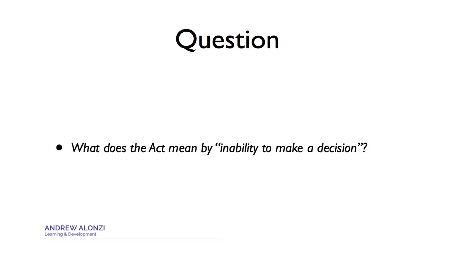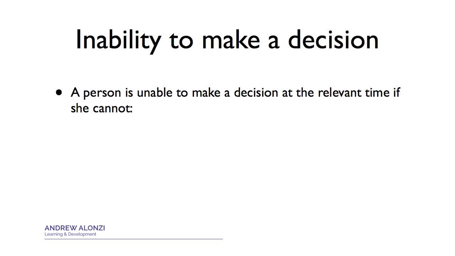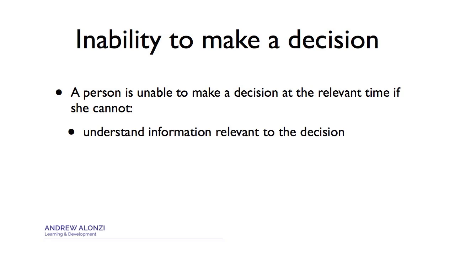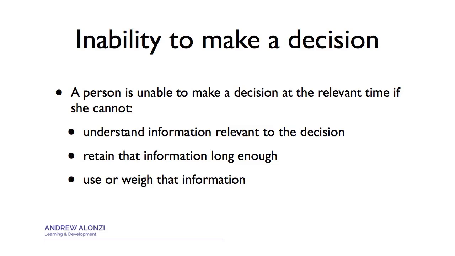What does the Act mean by inability to make a decision? This is the second stage of the two-stage test. Under the Act, a person is unable to make a particular decision at the relevant time if she cannot do any one of these four things. Number 1. Understand information relevant to the decision. Number 2. Retain that information in her mind long enough to make the decision. Number 3. Use or weigh that information as part of the process of arriving at a decision. And number 4. Communicate a decision by talking, using sign language, or any other means.